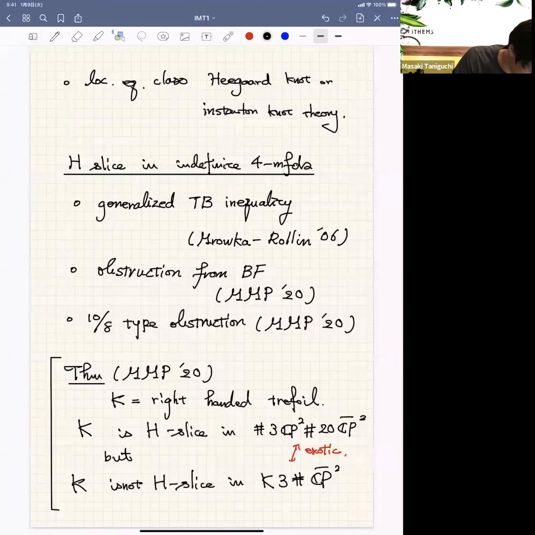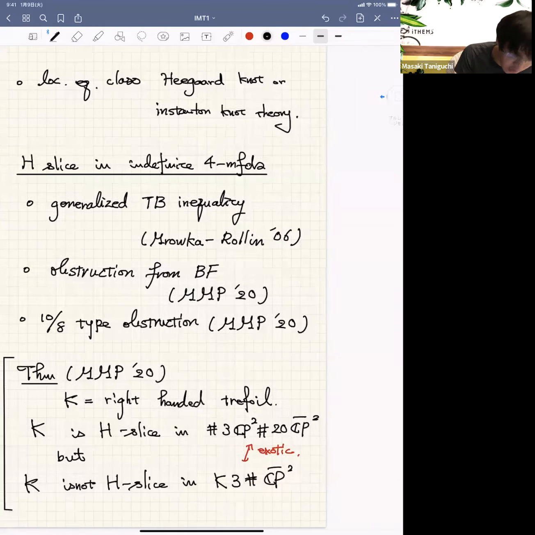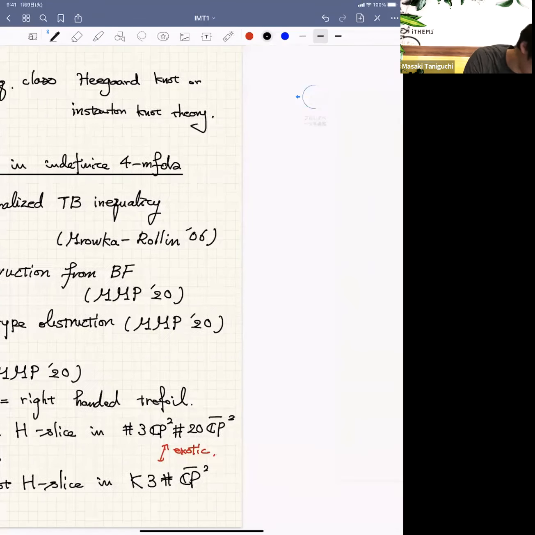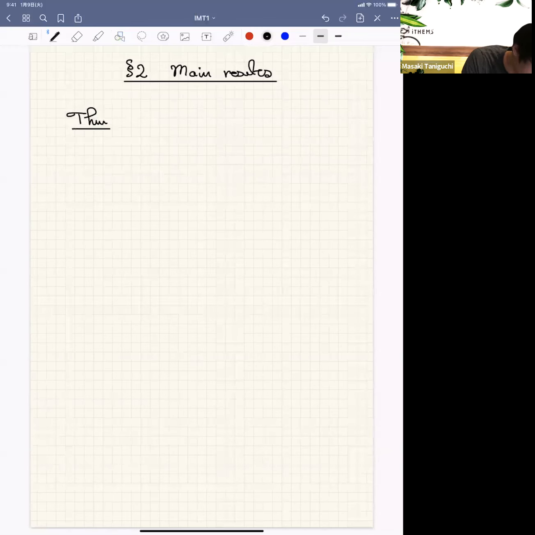So this is a review of H-sliceness. Next, I would like to talk about our main result. So let's go to the second part: the main result. We gave some new obstruction to H-sliceness in a certain class of symplectic four-manifolds.